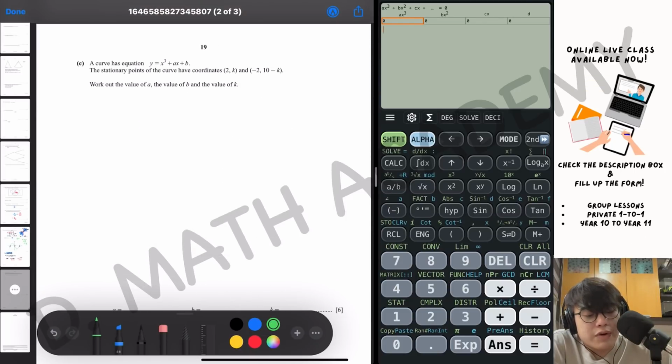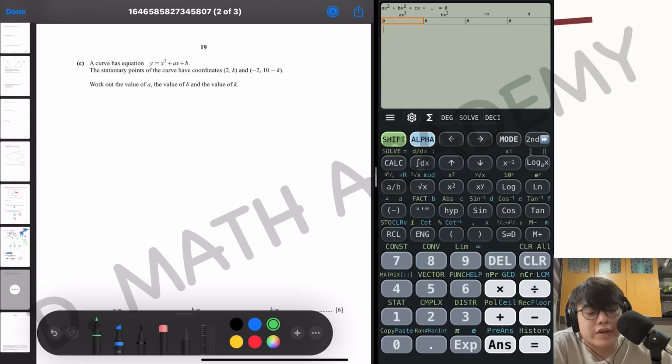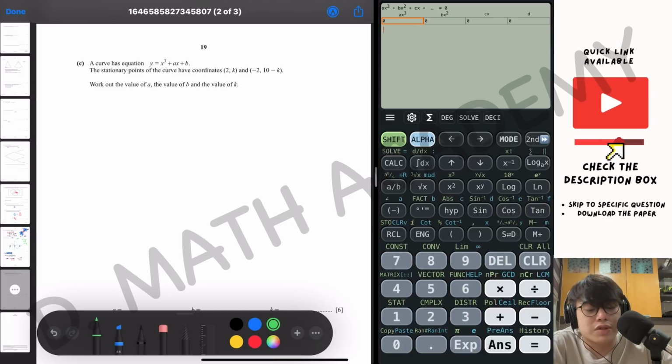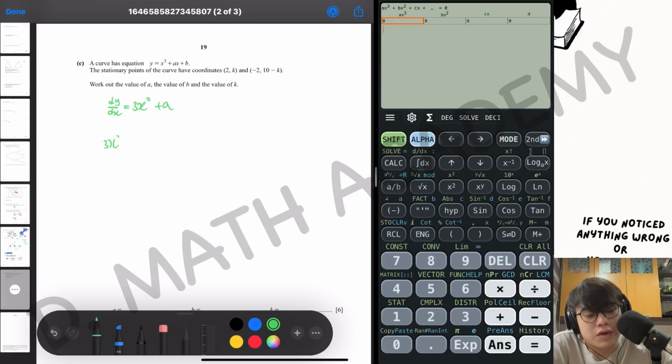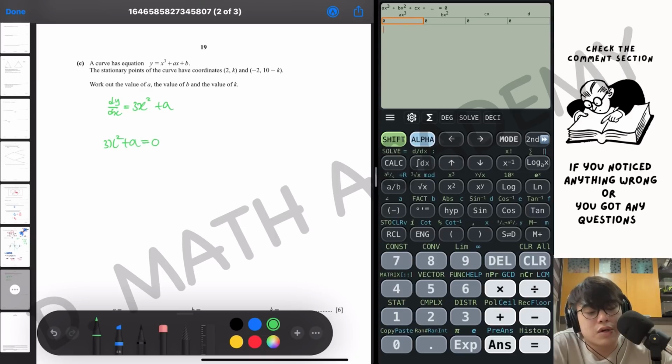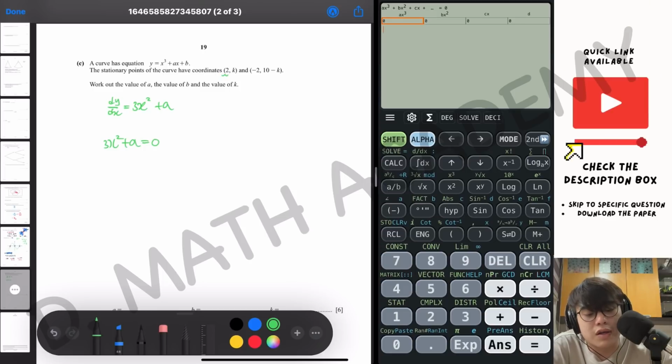The curve has the equation x cubed plus ax plus b. The stationary points of the curve are given. So this tells us that for stationary points, we have to differentiate. You get 3x squared plus a, and when 3x squared plus a equals 0, you'll be able to find your coordinates of 2 and negative 2.